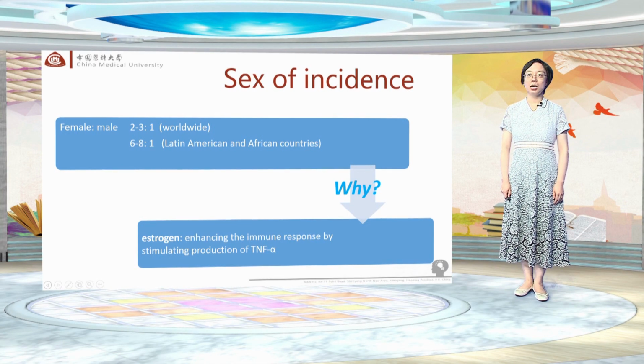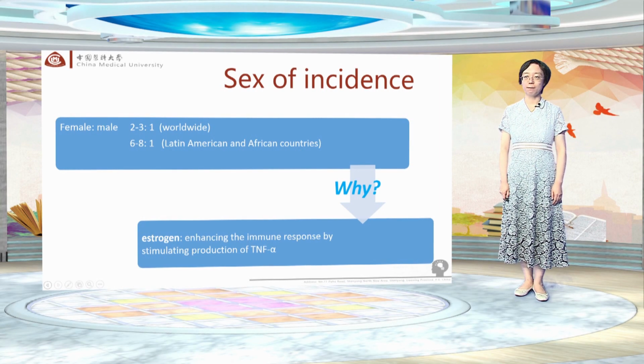Like many other autoimmune diseases, RA occurs more commonly in females than in males, with a 2 to 3 to 1 ratio. Different from above, studies of RA from some of the Latin American and African countries show an even greater predominance of disease in females compared to males, with a ratio of 6 to 8 to 1.